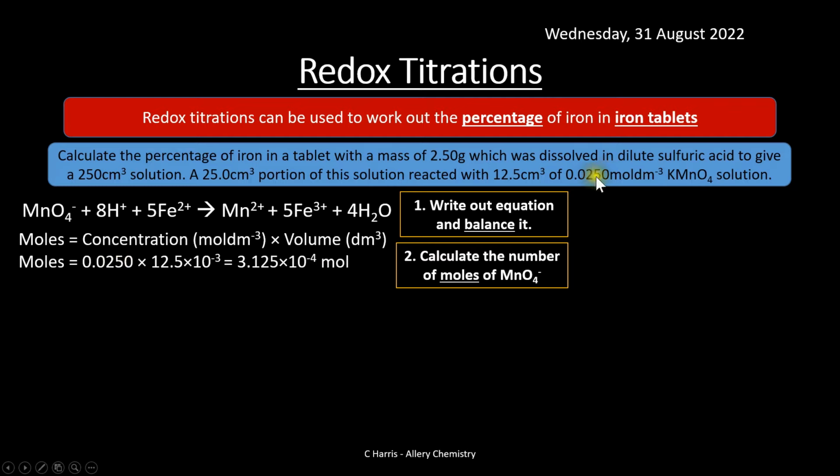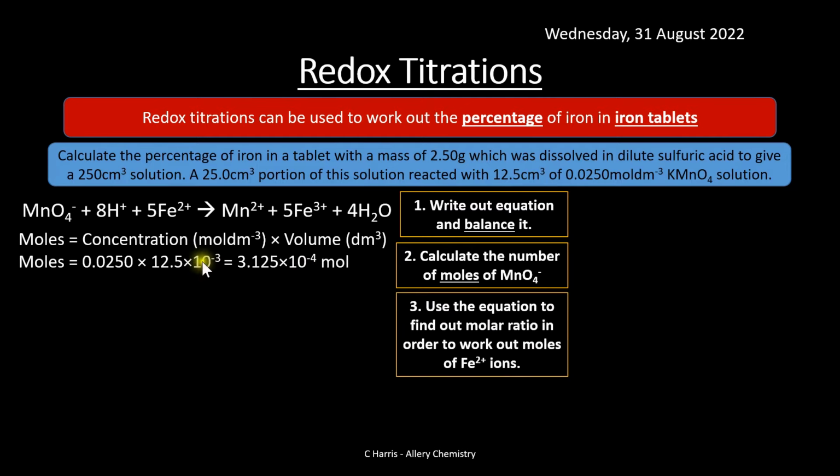That's what we're being given there. It's the concentration times the volume that we needed. That's 12.5. But we've got to convert that, remember, to decimeters cubed. Okay, so we'd be given it in centimeters cubed. We've got to divide it by 1,000.